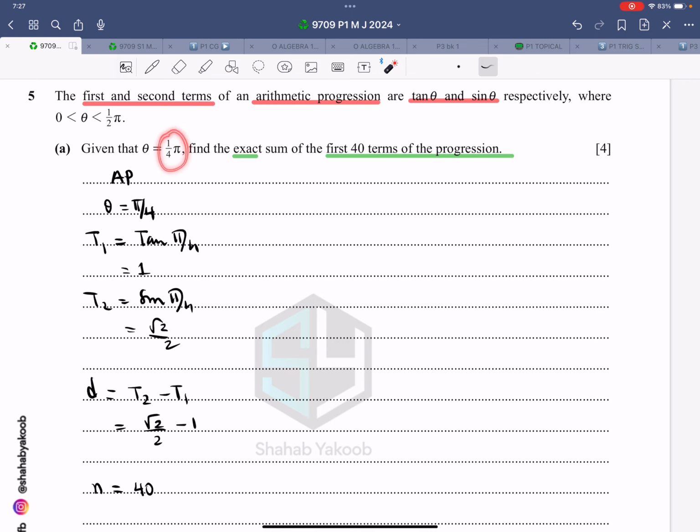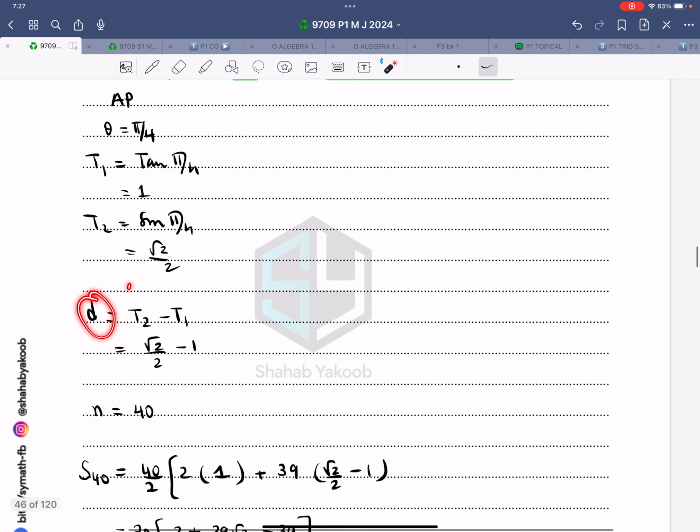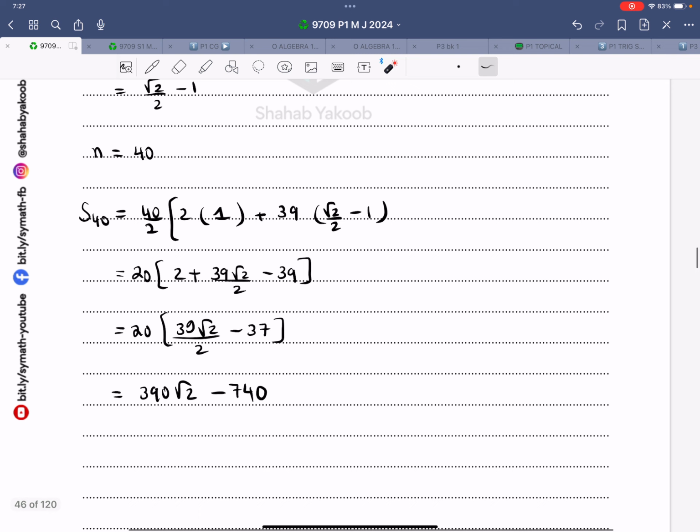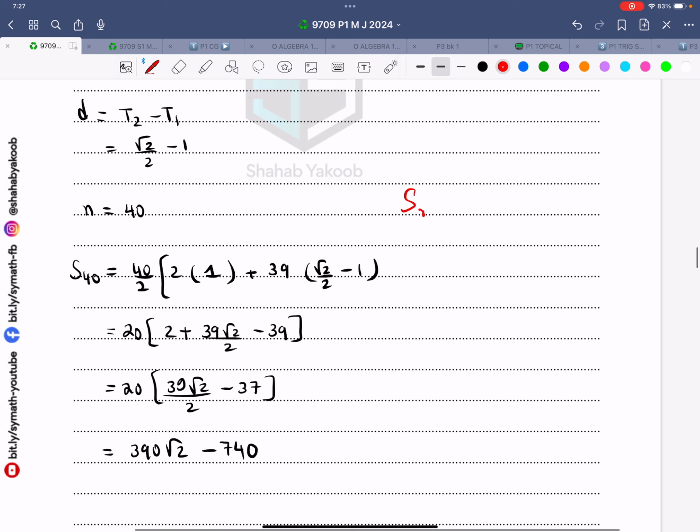We take this value, we plug it in the first term, we get t1 as 1, we get t2 is root 2 over 2, that is the rationalized form, and d, since it's an AP, that is second term minus the first term, that comes out to be this. N comes out to be 40. Sum of 40 terms, this is n divided by 2. Let me write it over here. So Sn is equal to n divided by 2, 2a plus (n minus 1) into d, close the bracket.